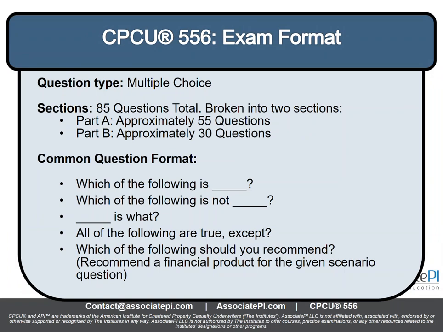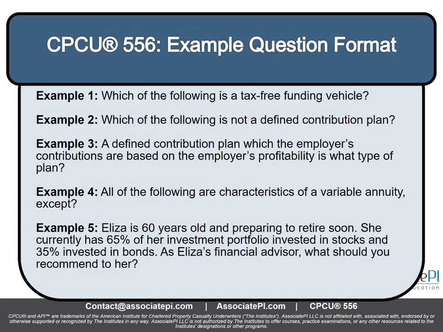So let's look at a couple of these formatted as real questions. So here you can see example 1, which of the following is a tax-free funding vehicle? Example 2, which of the following is not a defined contribution plan? Example 3, a defined contribution plan in which the employer's contributions are based on the employer's profitability is what type of plan? Example 4, all of the following are characteristics of a variable annuity except.